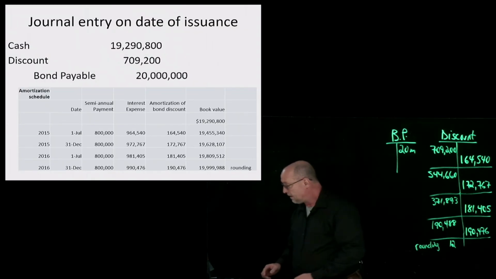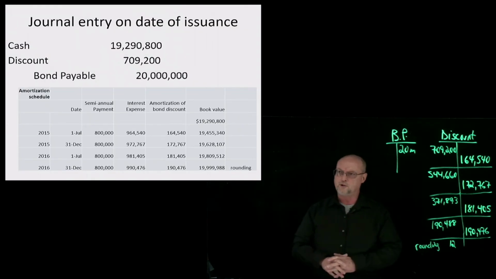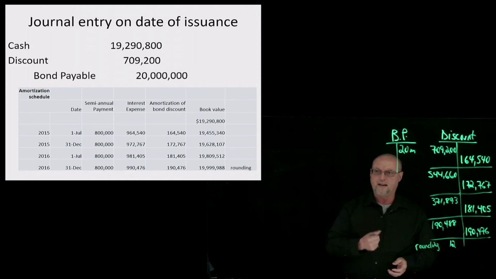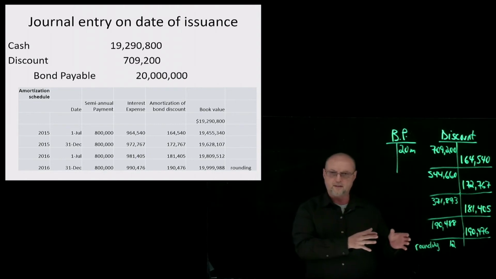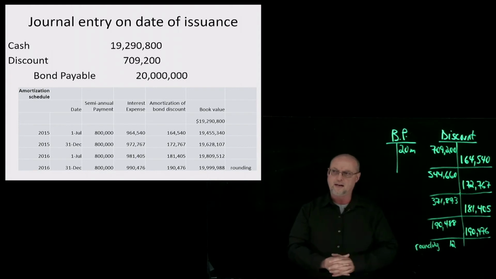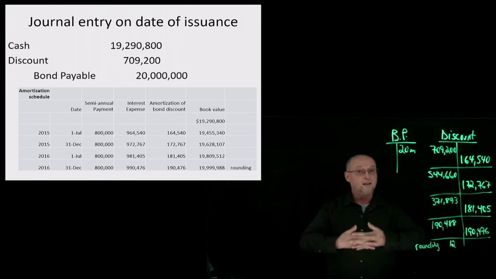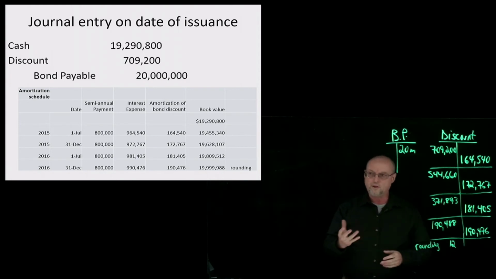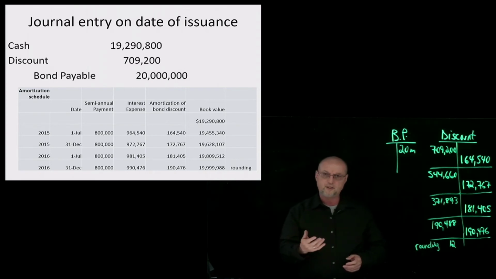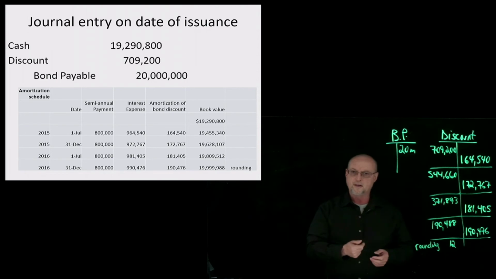Okay, the investors gave us $19,290,000, and we have to pay them back $20 million. In addition to the $800,000 we pay every 6 months, we have to give them $20 million, which is $709,200 more than they loaned us. So what we're doing is that $709,000 represents an additional payment.